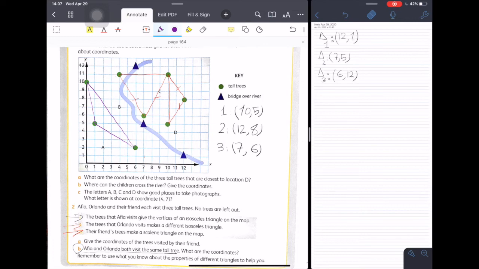Question number 1. Give the coordinates of the trees visited by their friend. Of course, here we mean the purple triangle. Okay, so I will call them A, B, and C for you. So please give me the coordinates of A, B, and C.